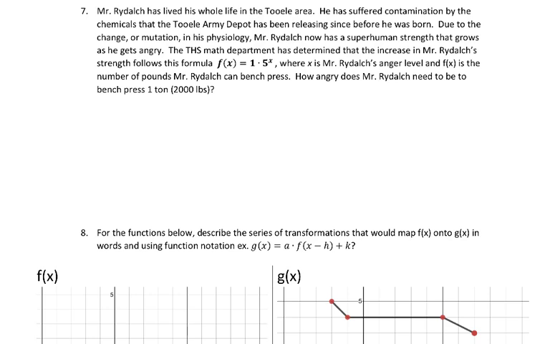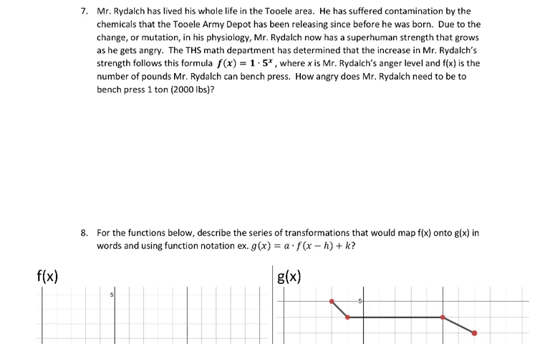The THS Math Department has determined that the increase in Mr. Rydalch's strength follows this formula, f of x equals 1 times 5 to the x, where x is Mr. Rydalch's anger level, and f of x is the number of pounds Mr. Rydalch can bench press. How angry does Mr. Rydalch need to be to bench press 1 ton, or 200,000 pounds?